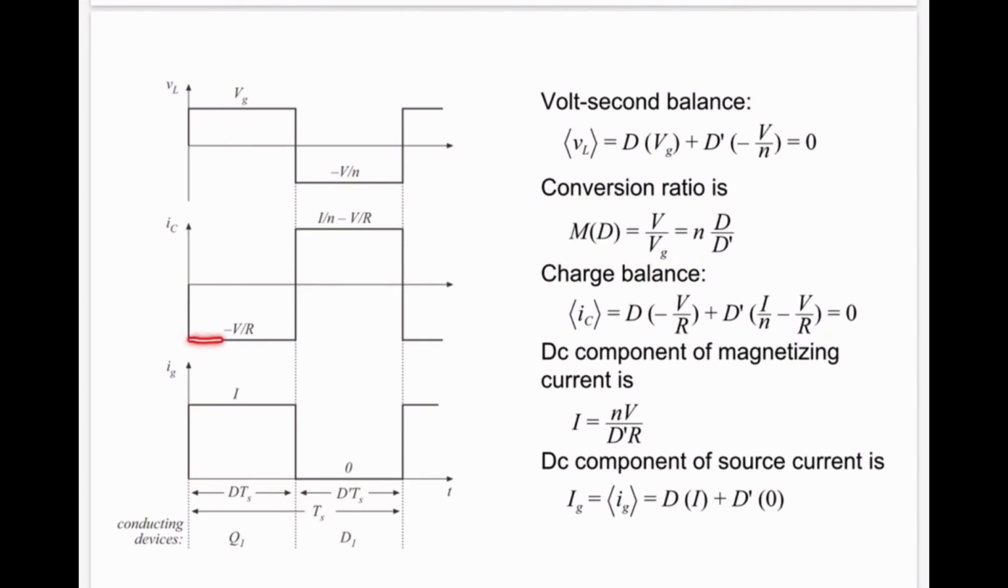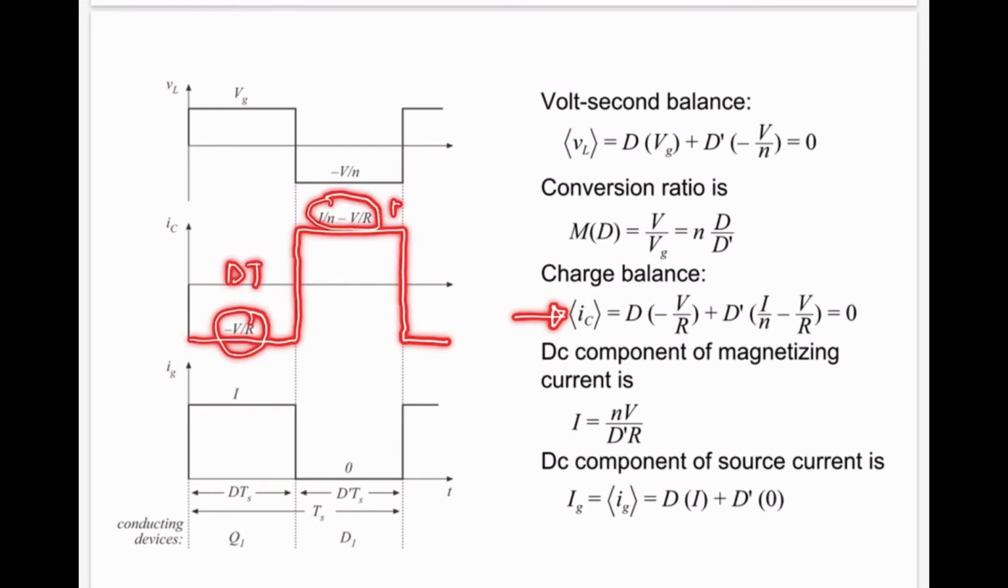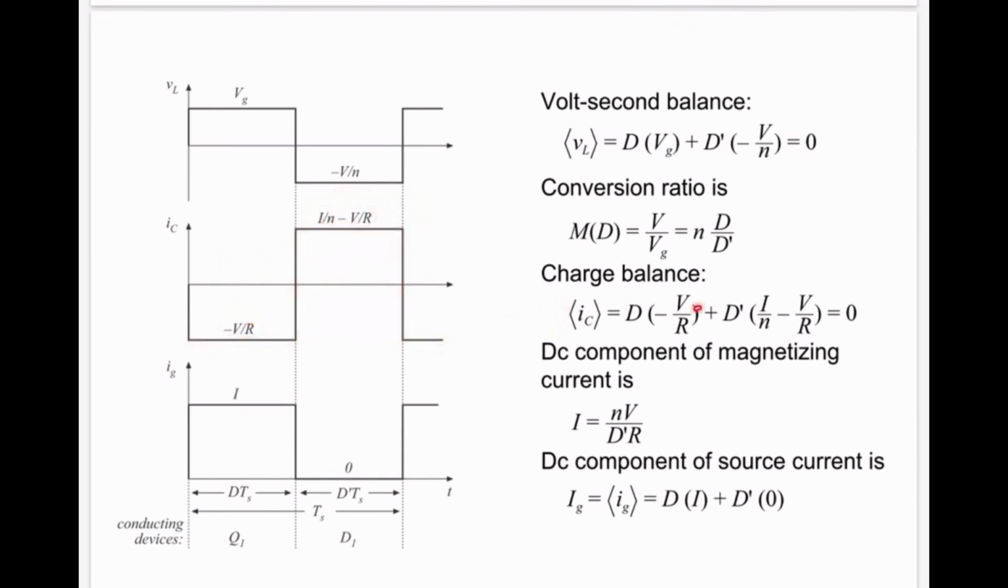And similarly, if we look at the capacitor current, the average current through the capacitor should be 0. So the average value of the capacitor current should be 0, and how to get that, by ampere second balance? Minus V by R for the time dt plus I by N minus V by R for the time d prime t, that should be equal to 0. So t is over here and the t over here, so that t is cancelled out because we have 0 on this side. So we can get the expression for the current from here. If we solve it, I will be equal to NV by d prime into R.